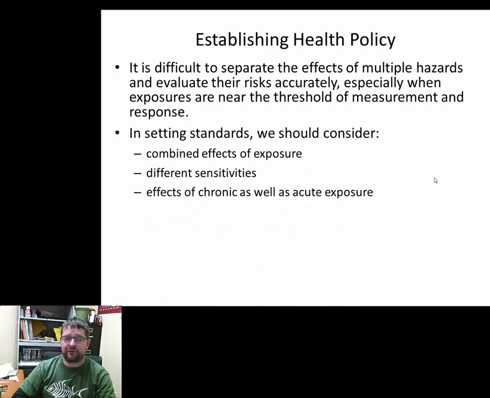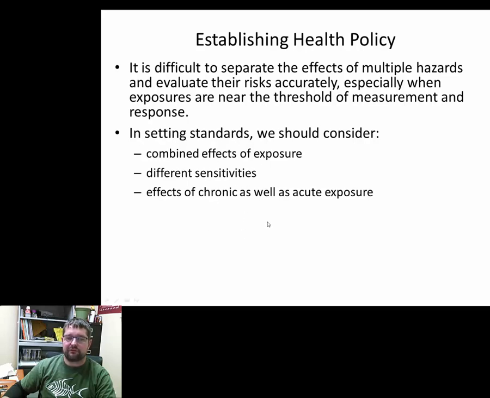But we do set standards, and the EPA has standards, and we should always concern ourselves with certain things. First of all, combined effects of exposure. This has got to be key. We have to know what happens when you mix certain chemicals. We have to know what happens when the toxicities are mixed between things, or after it's been broken down, that product. And we don't have a very good wrap around this.